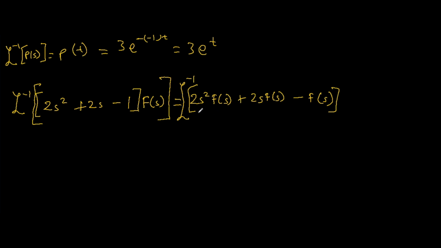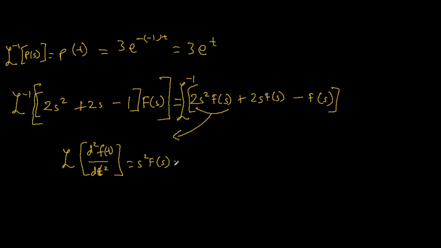So you could think of this expression here. And this expression looks very similar to what you have when you're finding the Laplace transform of, say, d squared f of t over dt squared. If you have to find the Laplace transform of this, it is equal to s squared f of s minus s f of 0 minus f prime of 0.